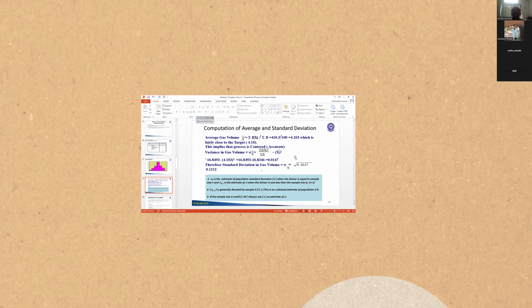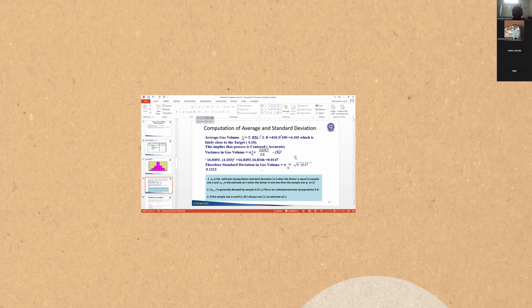The average gas volume, when you average those 100 data points, comes to 4.103. You need not do it right now, but you can do it later as a practice. This implies that the process is centered. Your specification is 4.10 and the average is 4.103, so it is centered correctly. The process is accurate, the setting is correct.